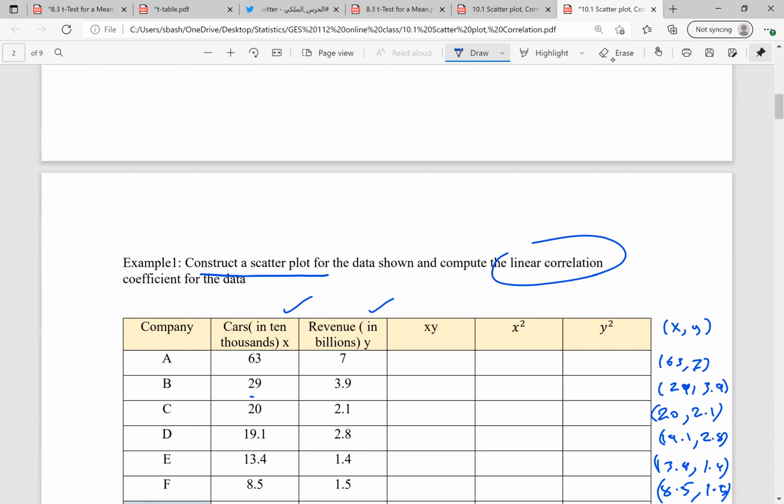That will be 63 multiplied by 7 equal to 441. This is the first one. Next one, 29 multiplied by 3.9 equal to 113.1. Next one, 20 multiplied by 2.1 is 42.